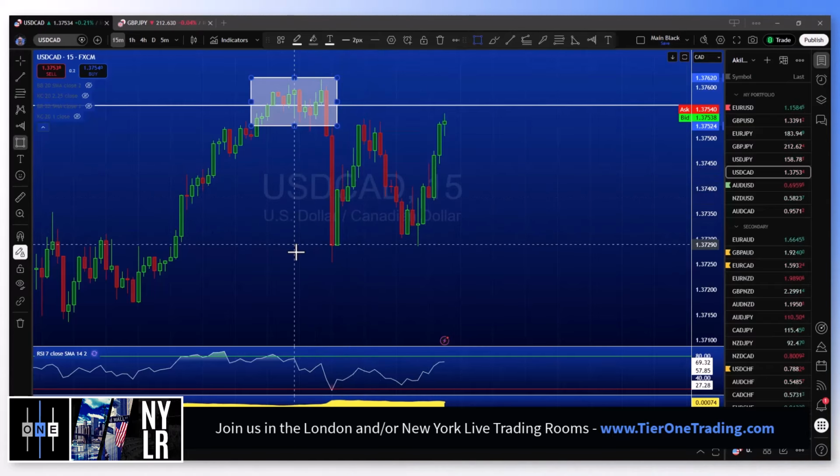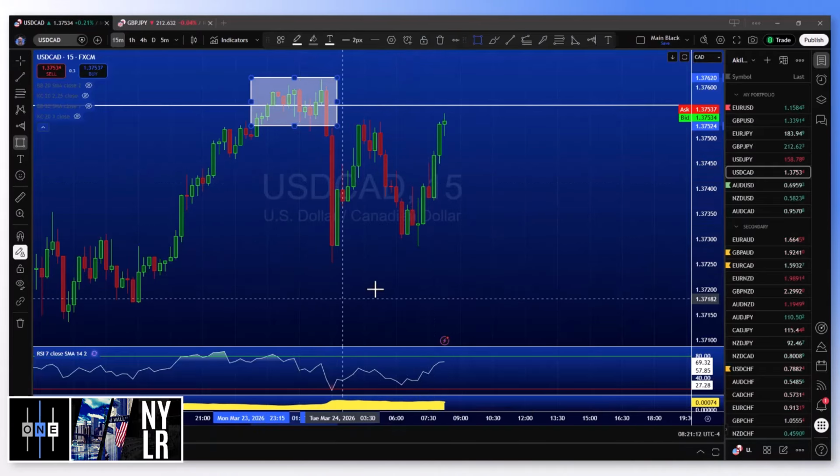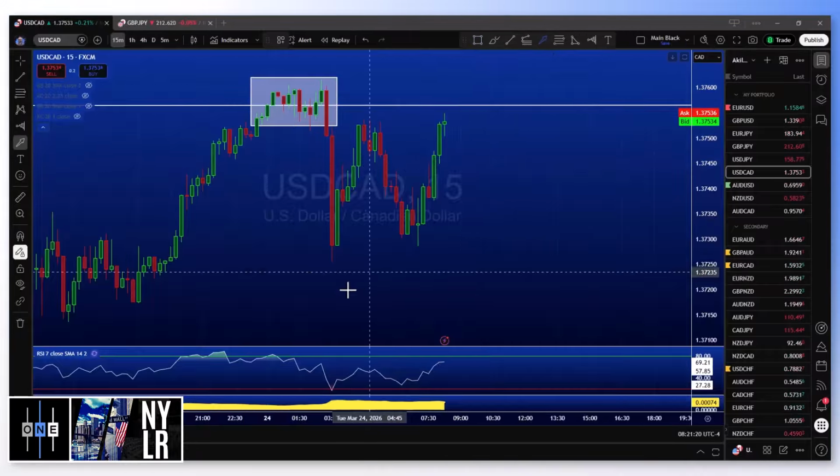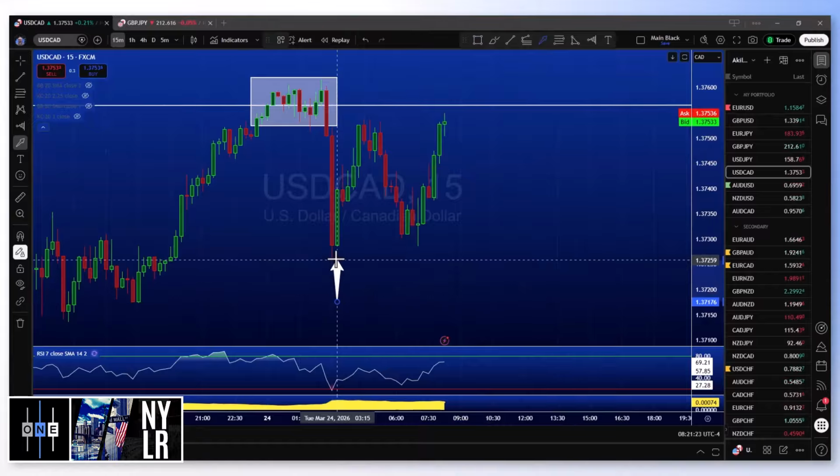There's one way that I see you could have gotten involved here. Can anyone see what that way is? There's no 3-bar reversal. There's no higher high, higher close, but there is something here. Yeah, an inside bar breakout. So this is called an inside bar.